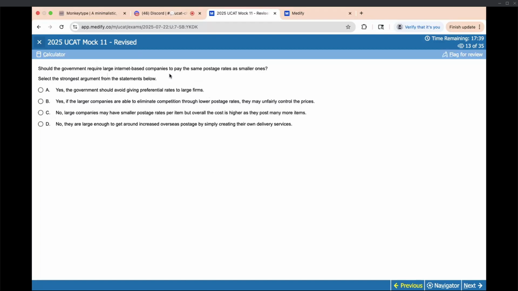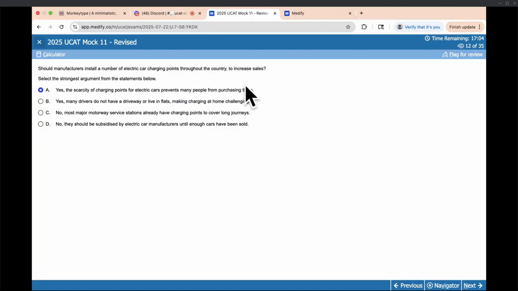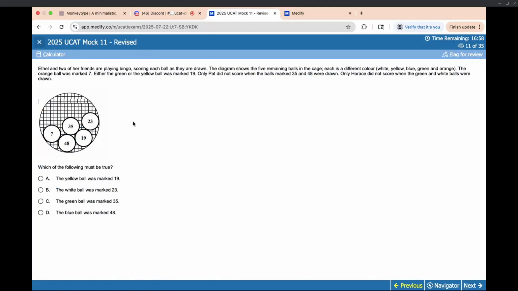Require large internet-based companies to pay the same postage rate as smaller ones. No. I think this is okay. It's actually not bad too, but I don't think it talks about the comparison. So B is a slightly better reason. The number of electric cars automatically to increase sales. Yes, this is fine. Subsidized motorway, drive it in flats, that's off scope, so I'd say.